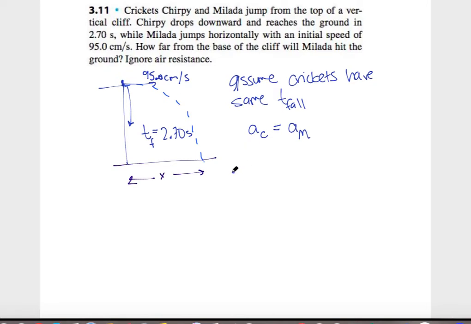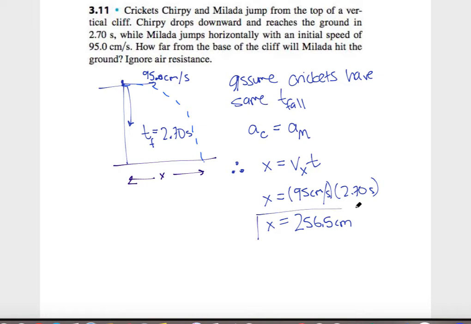So we can therefore say that x would just be equal to v in the x direction times some t. And so this x is just going to be the 95 centimeters per second multiplied by the 2.7 seconds. So the second cricket should fall and land about 256.5 centimeters from the base of the cliff. So always keep in mind small facts that allow you to do less math. The less math you do, the less opportunity you have to make a simple mistake.